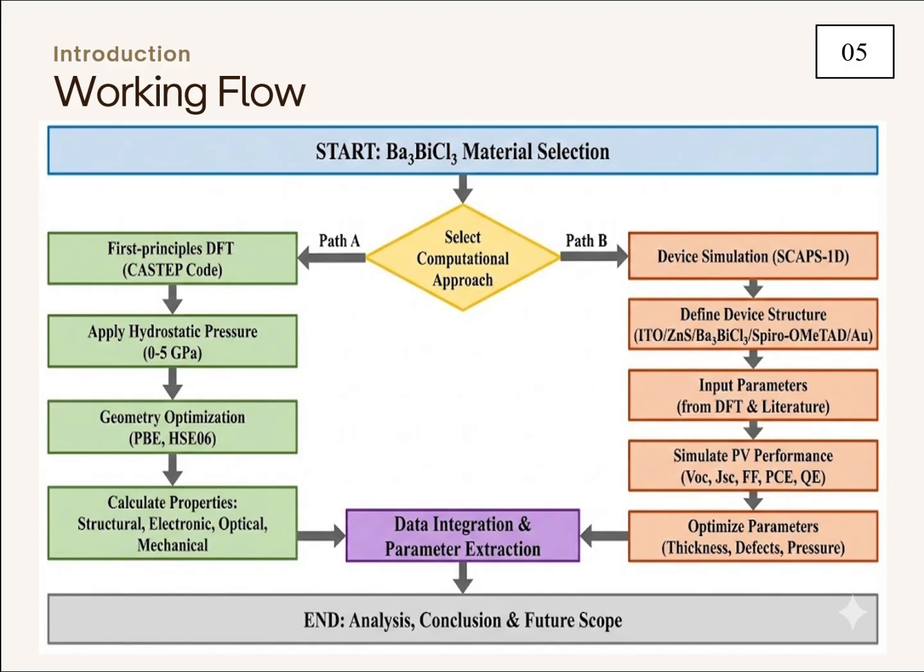Using this data, we have gone to path B, device simulation with SCAPS. We have defined the structure with ITO, ZnS, Ba3BiCl3, spiro-OMeTAD, and Au. With this structure, we varied the DFT parameters and simulated PV performance: VOC, JSC, the short circuit current, fill factor, and power conversion efficiency as well. After all, we optimized the parameters with variation of thickness, defects, and pressures.